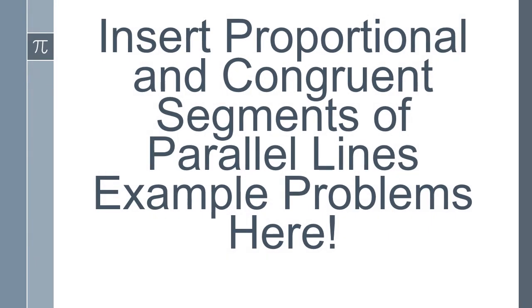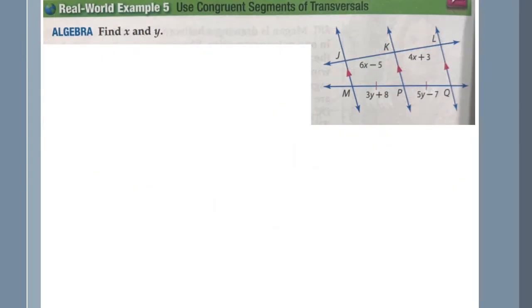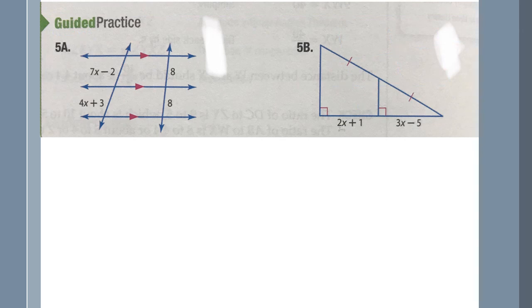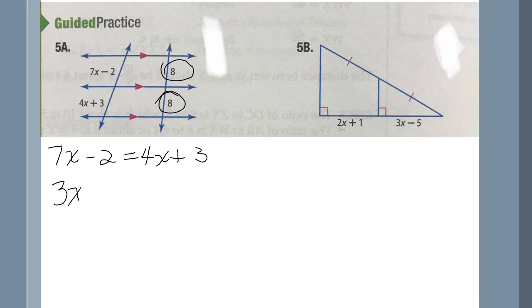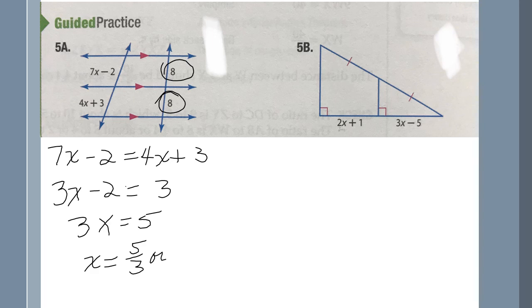Some example problems. Here we go. I have two congruent segments right here. So I know right off the bat that 7x minus 2 equals 4x plus 3. So I'm going to subtract 4x from each side. I get 3x minus 2 equals 3. I'm going to add 2 to each side. 3x equals 5. Therefore, x equals 5/3 or 1 2/3, right?